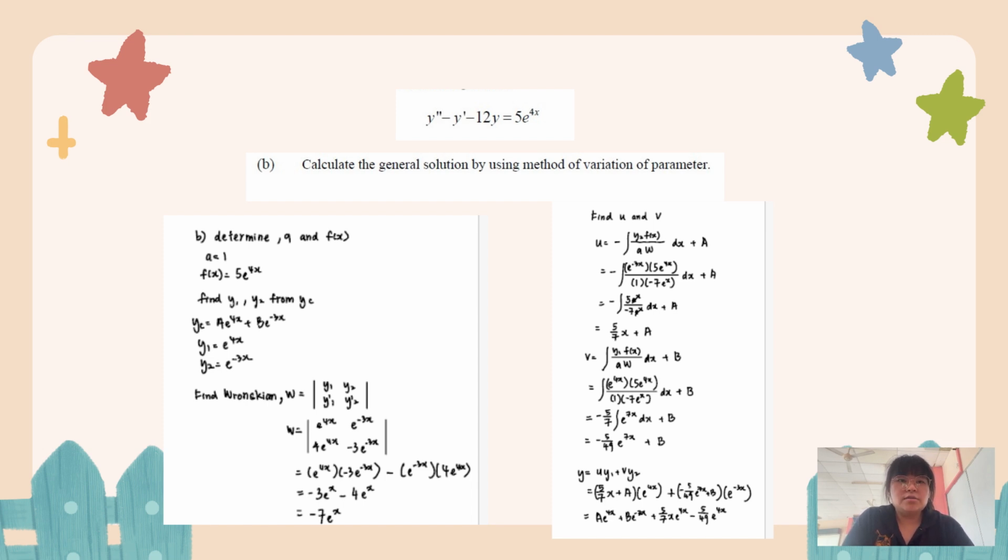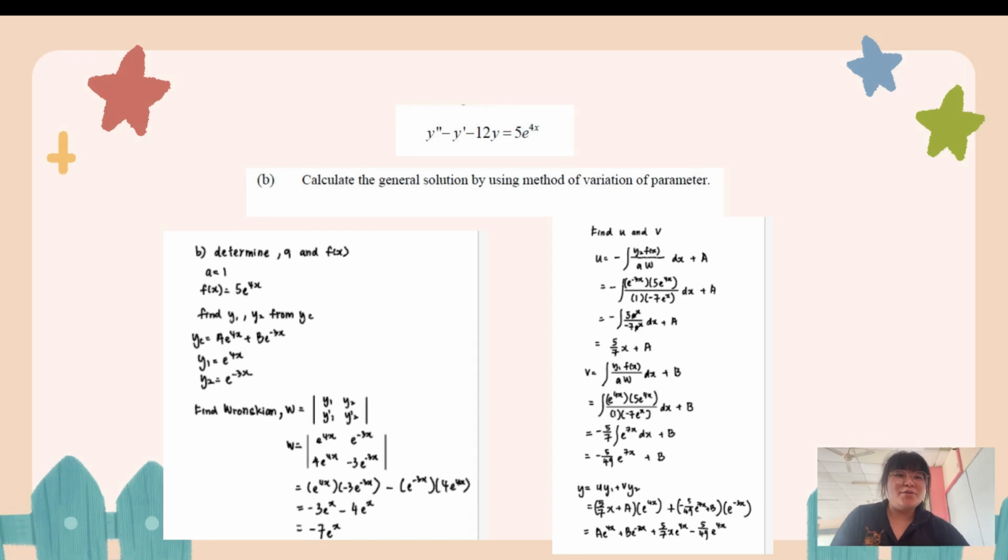The value of u we can get is 5/7x plus a, while v is negative 5/49 e to the power of 7x plus b. So we substitute the values into the equation y is equal to u y1 plus v y2. Then we can get the answer, which is a e to the power of 4x plus b e to the power of negative 3x plus 5/7x e to the power of 4x minus 5/49 e to the power of 4x.